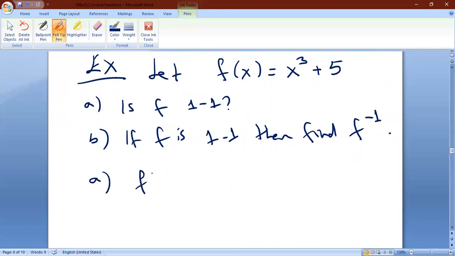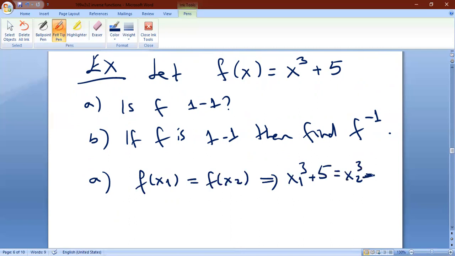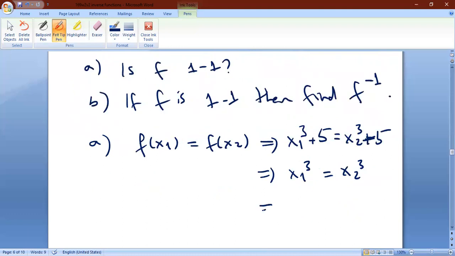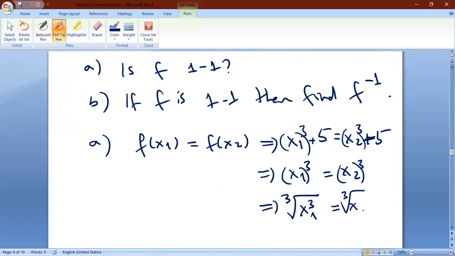Well, we write f of x1 equals f of x2, and we want to show whether x1 is equal to x2 or not. So if this is the case, then x1 cubed plus 5 equals x2 cubed plus 5 also. Subtract 5 from both sides. X1 cubed equals x2 cubed. And then take the cubic root of both sides. To get rid of that cube, what should we do? We have to take the cubic root. So we take the cubic root of both sides.